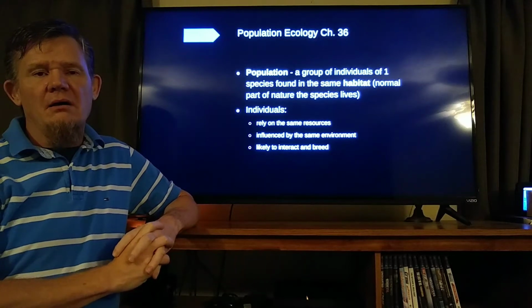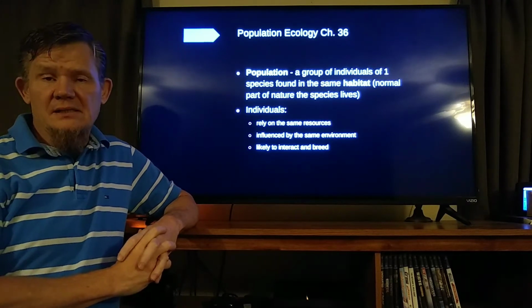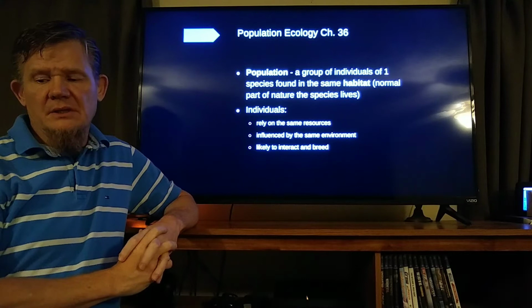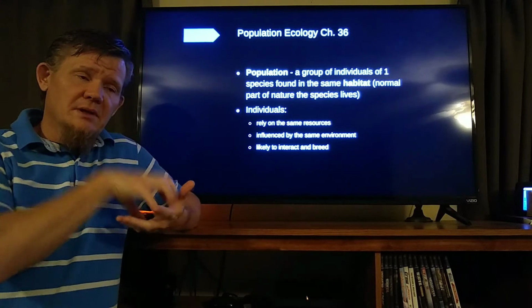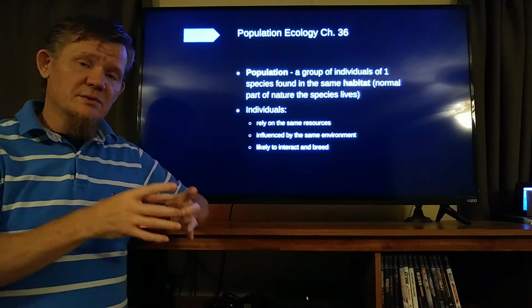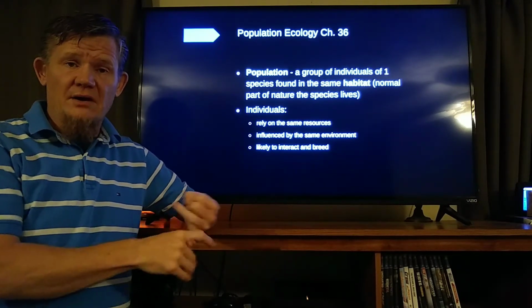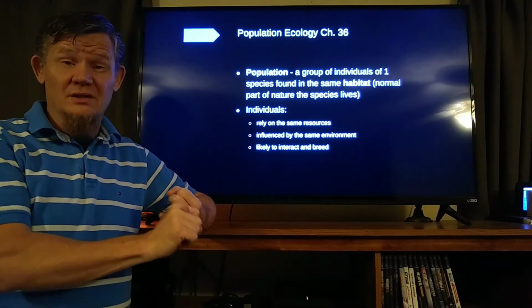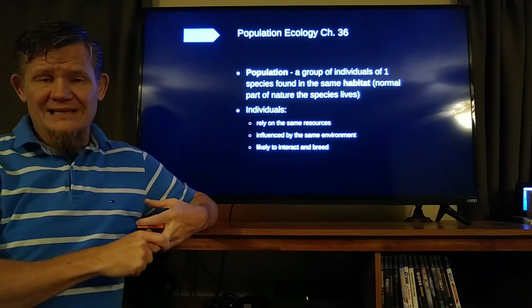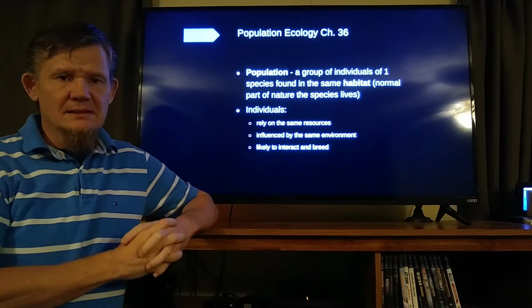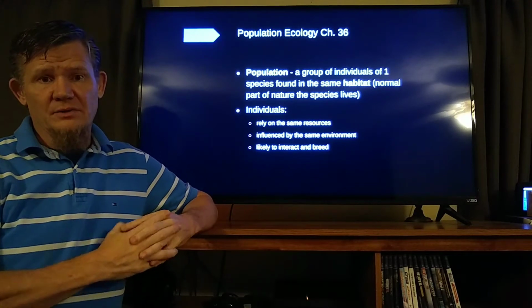If they are of the same species, then individuals will rely on the same resources. They will be influenced by the same environment because they're a population. The population is a group of individuals in one particular area, which means they have to rely on the resources of that area. They're influenced by the environmental conditions of that area, and they are likely to interact and interbreed. That's what a population means: in the same area, using the same resources, and interacting with one another.